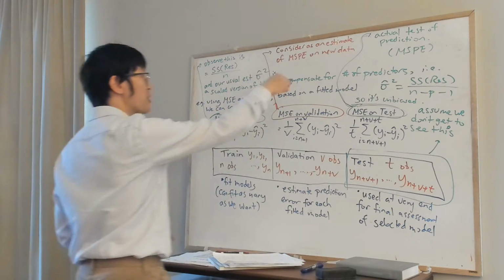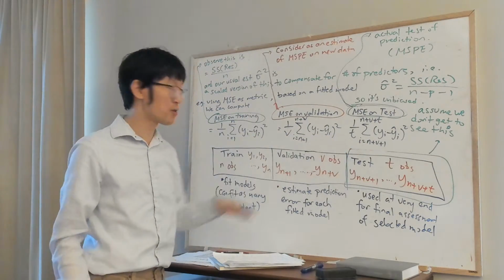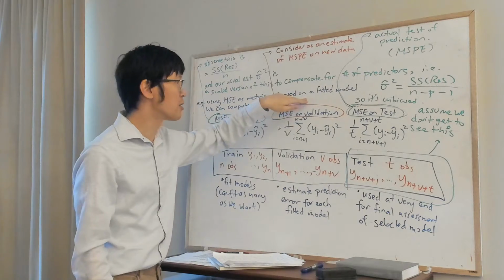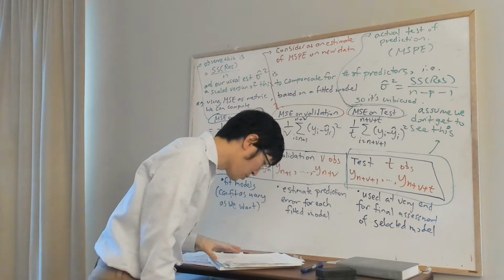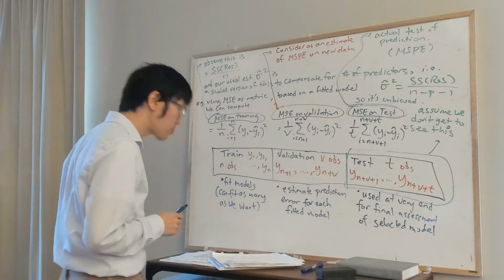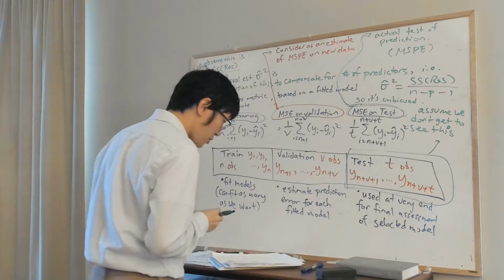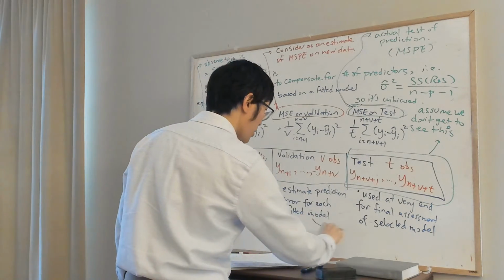The reason we can think of this as an estimate is because neither of these were used in the fitting of the model. So we hope that this can be a good representation of what the actual test error would be. Let's add that note down here. So we hope.